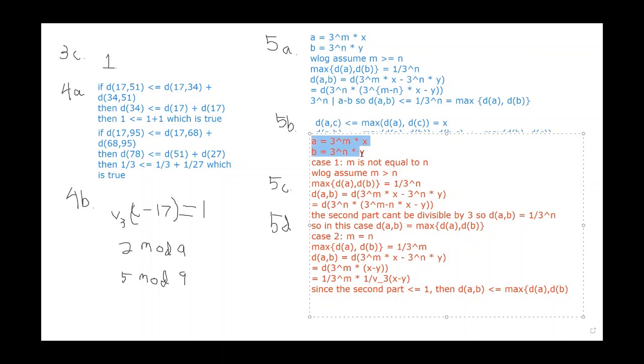So back to here, we have two cases. If A and B had different largest powers of 3, then the distance between them is equal to the max. So it's isosceles in this case. In the case that they have the same largest power of 3, then d of A equals d of B, equals 1 over 3 to the m, and that already tells us that it's isosceles. In both cases, they're isosceles, and that proves it. Very good.